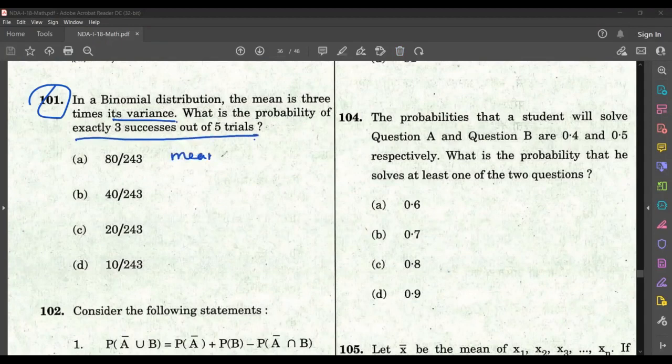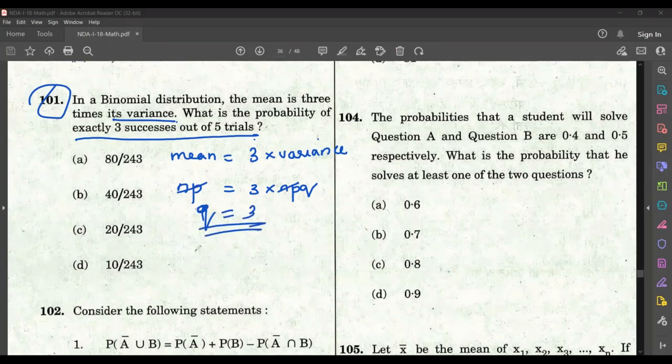So mean is equal to 3 times its variance. So what is the equation for mean? Mean is NP and we know variance is NPQ. Okay, so that is the first thing we can write. So from this we can get Q as 1 by 3.